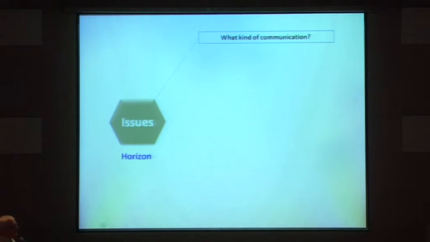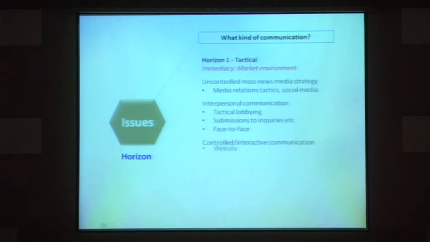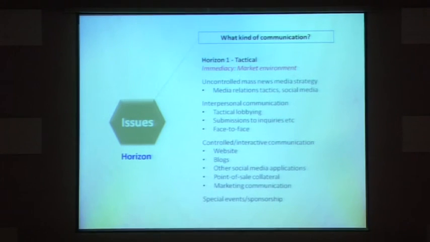Let's have a think about what kind of communication we might engage in about issues in each of those horizons. So, first of all, go. In Horizon 1, we're talking about tactical communication, the market environment, doing things that marketing communicators do here and now, and away we go. The list of stuff that's up there is about strategic issues communication in a public relations sense, if you like. And we would be using uncontrolled mass news media strategy in the here and now with media relations stuff. This is sort of a repeat of what I talked about yesterday.